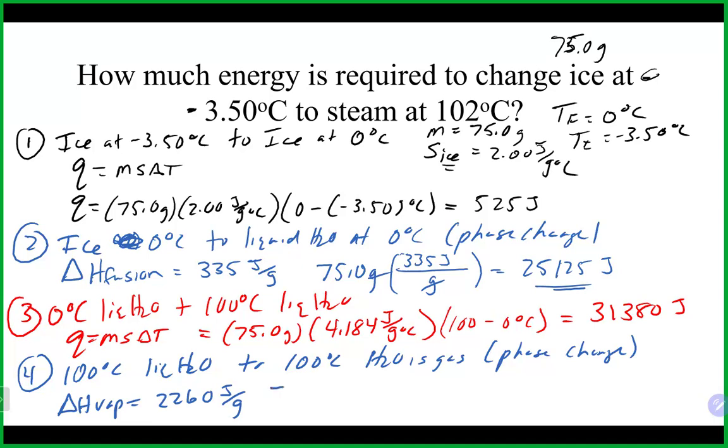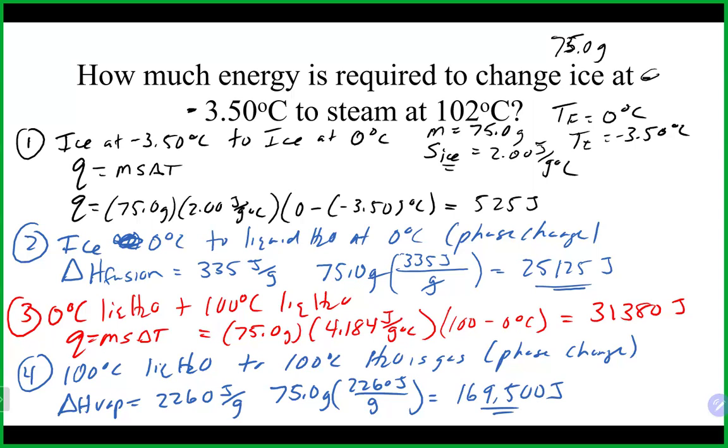So we'll take our 75 grams, and we'll use our 2260 joules per gram to do the phase change. 75 times 2260 gets us about 169,500 joules to do that phase change. Any questions on that calculation?